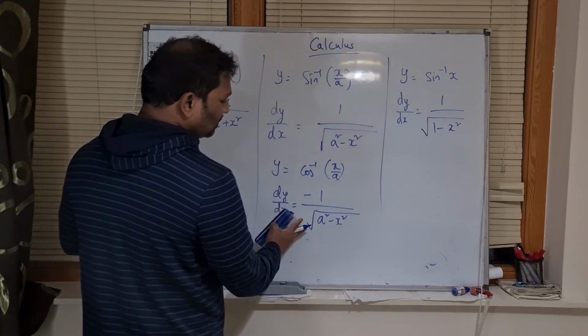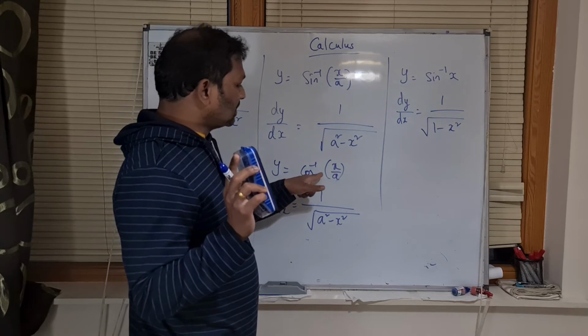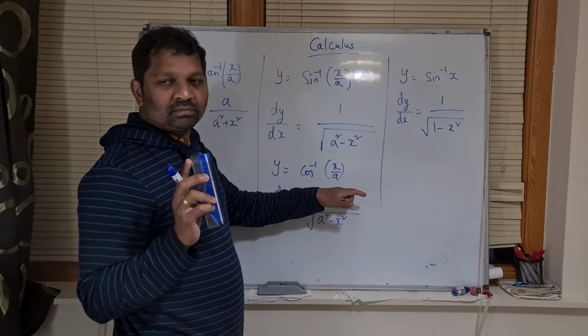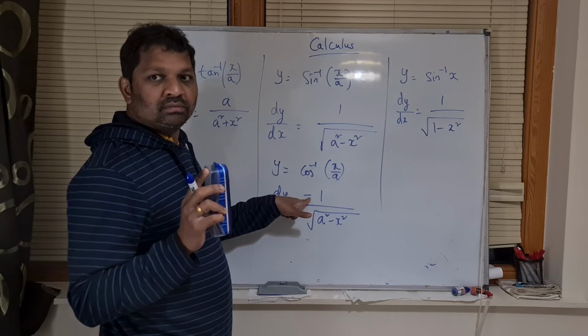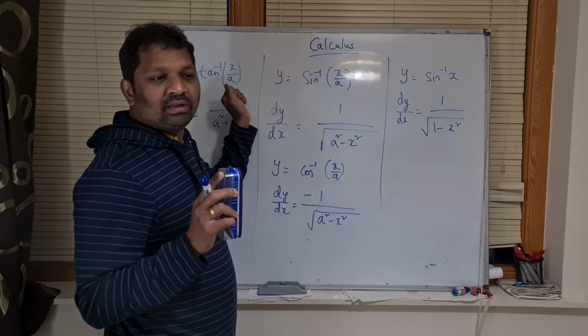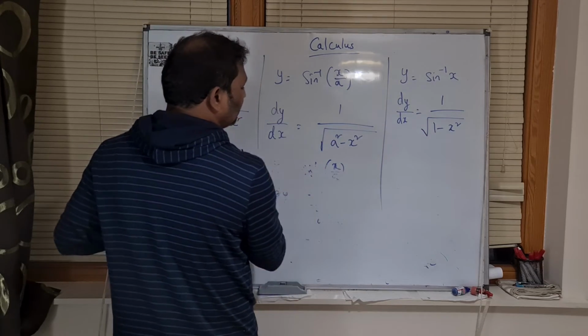So you know this formula. What is the differentiation of cos inverse x by a with respect to x? Minus 1 by root of a squared minus x squared. And what is tan inverse x by a? It is a by a squared plus x squared.